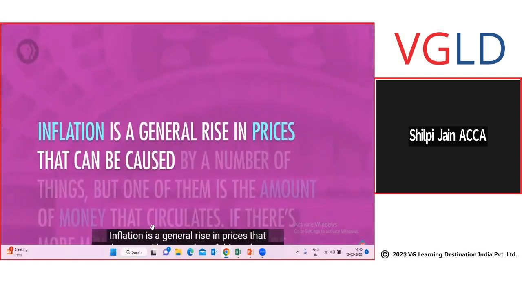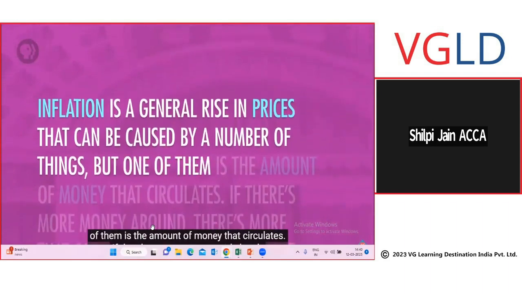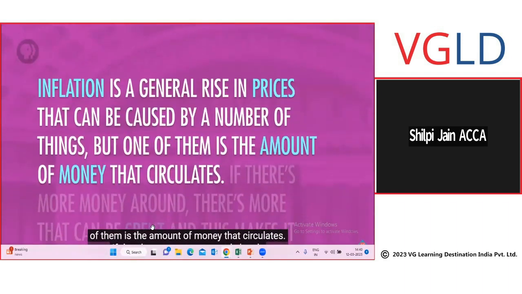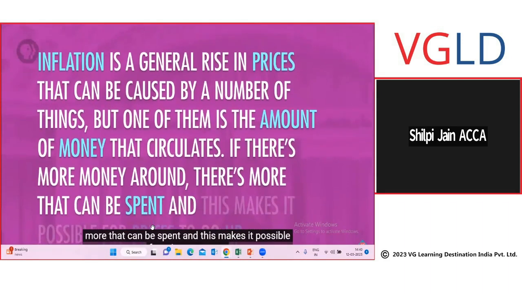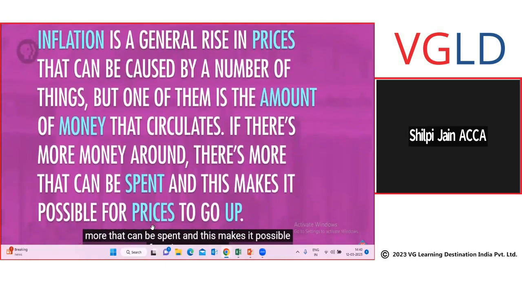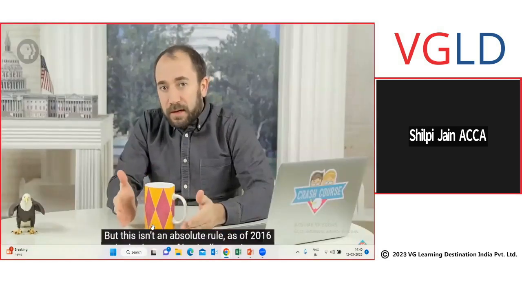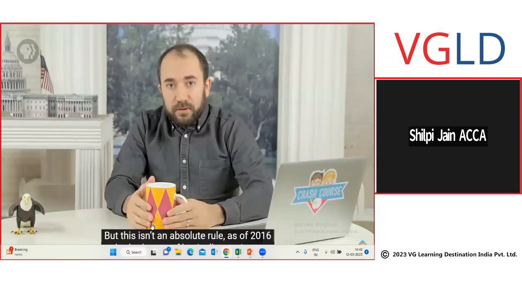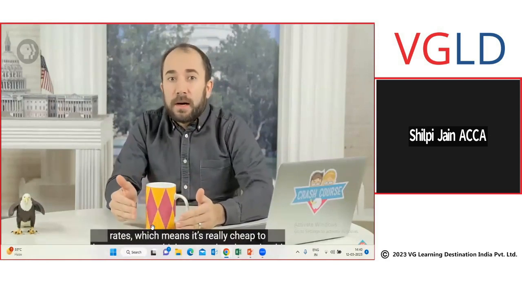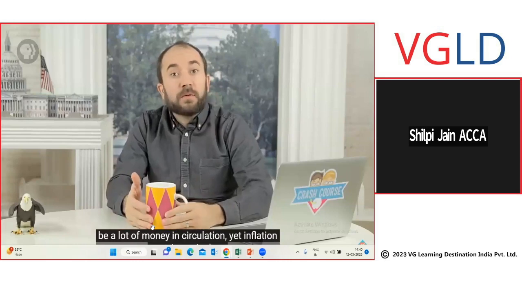Inflation is a general rise in prices that can be caused by a number of things, but one of them is the amount of money that circulates. If there's more money around, there's more that can be spent, and this makes it possible for prices to go up. But this isn't an absolute rule. As of 2016, we've had years of basically zero interest rates, which means it's really cheap to borrow money, which means that there should be a lot of money in circulation, yet inflation remains quite low.